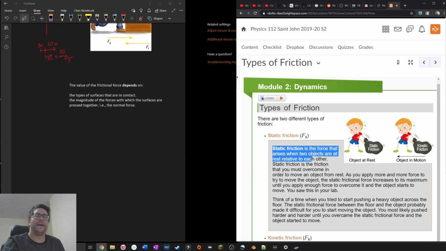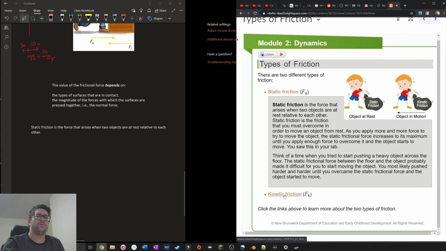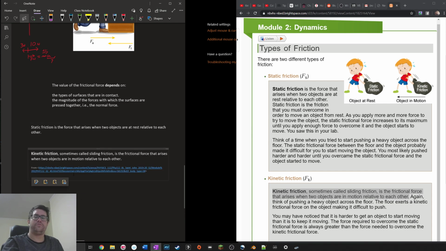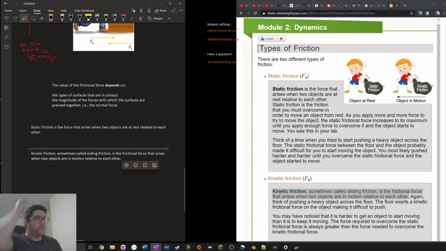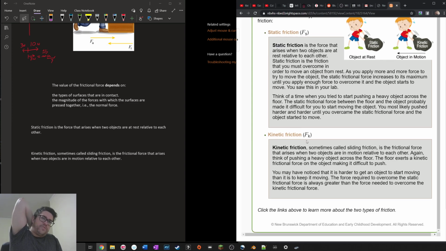So static friction, Fs, when the objects are at rest. Again, just putting some notes here for you. And kinetic friction is when the objects are in motion. So if the object is not moving, we want to know if it's going to be moving or not. And if the object is already moving, then we don't want to stress with the static friction. We just want to talk about the kinetic friction, FK or FF.